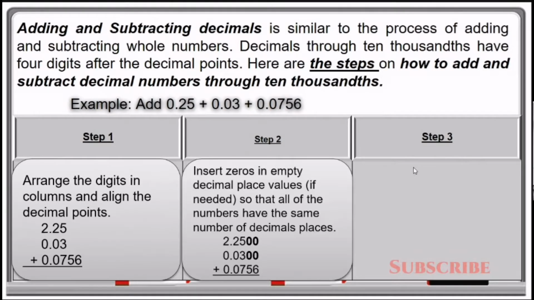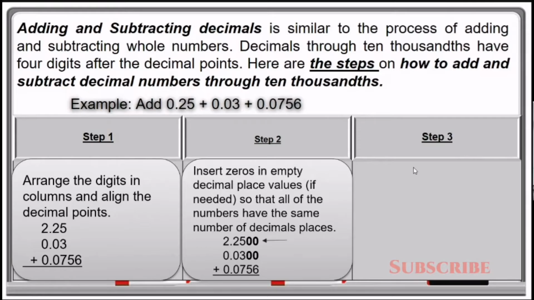Step number 2, insert zeros in empty decimal places if needed, so that all of the numbers have the same number of decimal places. If you notice, to 2.25 we added 2 zeros to match the 4 digits of the last decimal number. To 0.03, we also added 2 zeros. So they now all have the same number of digits after the decimal point.